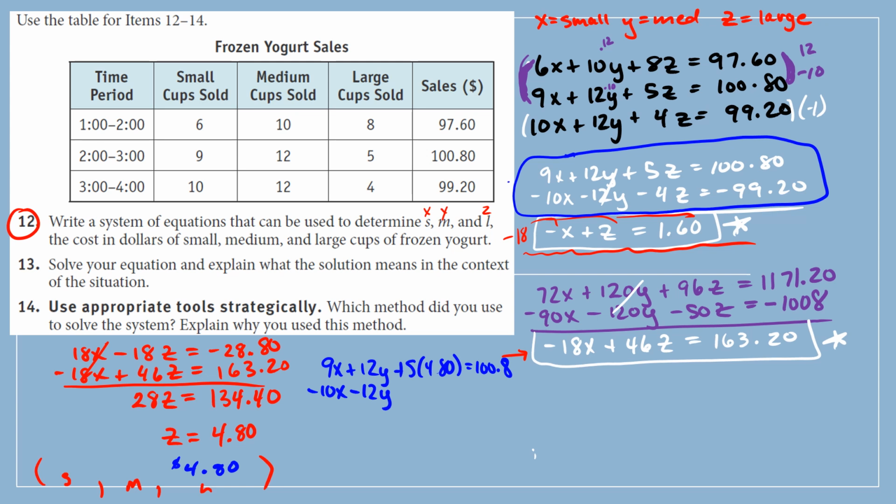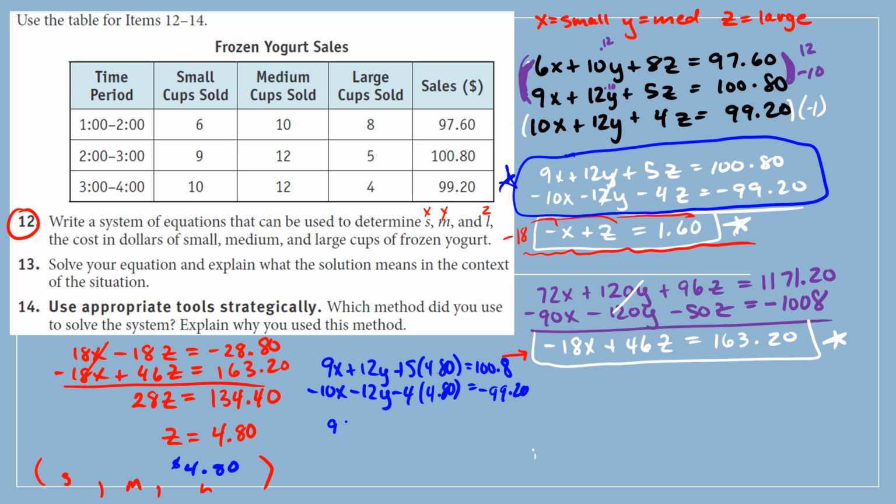The reason I'm choosing these two is because they're already set up for y to cancel out, and it'll be easy for me to solve for x this way. 12y minus 4 times z, which is 480, equals negative 99.20. Okay. So, let's see. Maybe we want to clean those up a little bit.